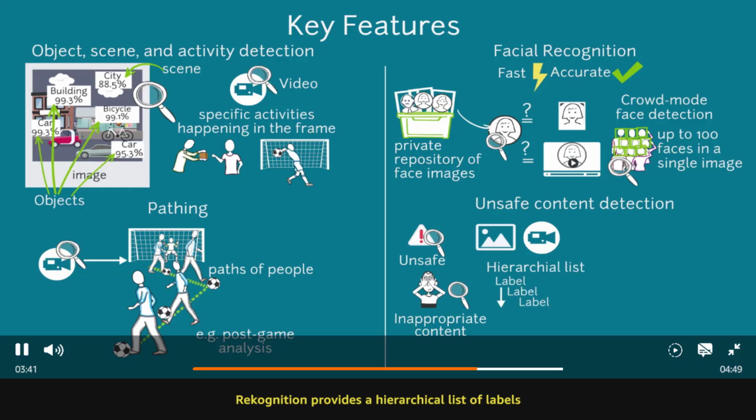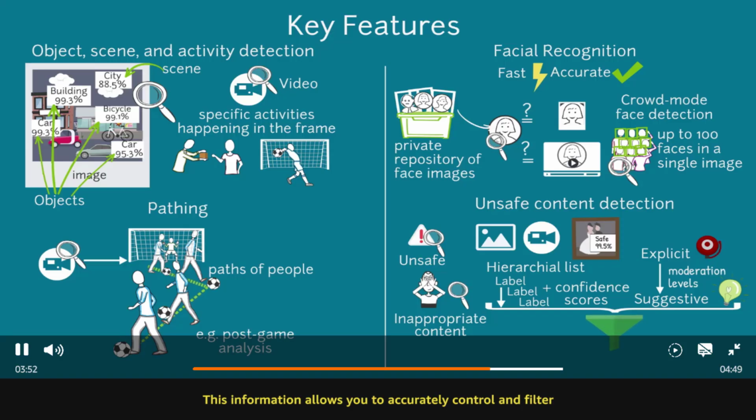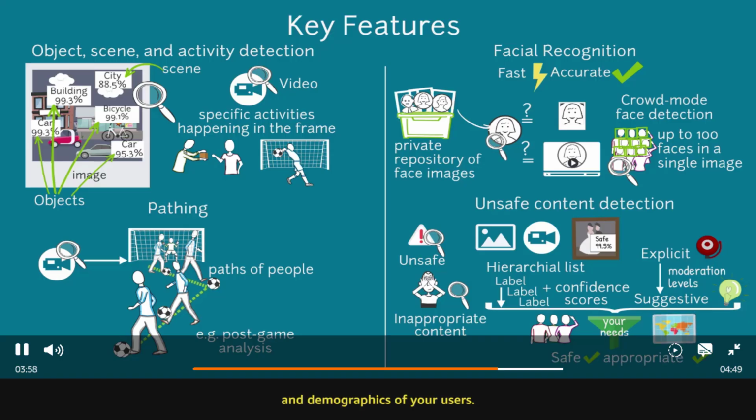Rekognition provides a hierarchical list of labels with confidence scores. It also provides a range of different moderation levels, from explicit to suggestive. This information allows you to accurately control and filter what you want to allow based on your needs and what is appropriate for the culture and demographics of your users.